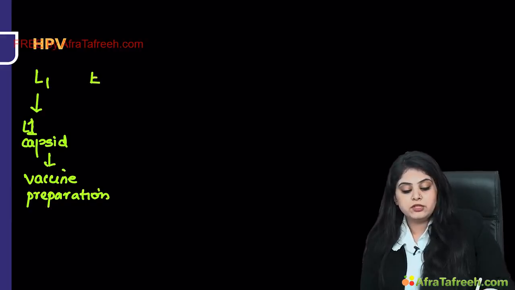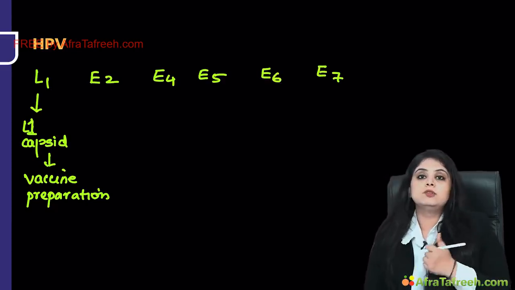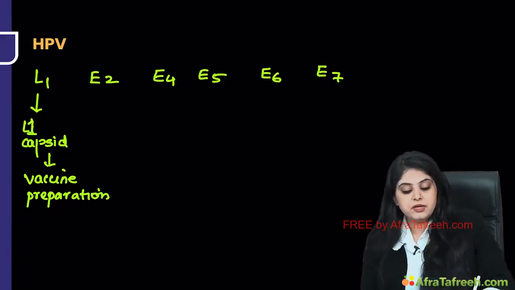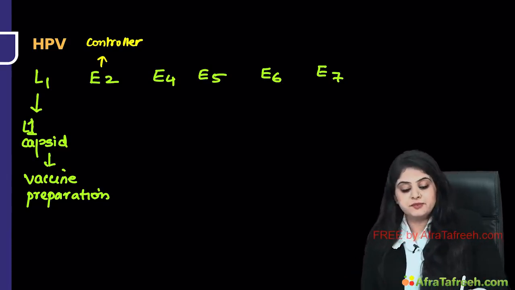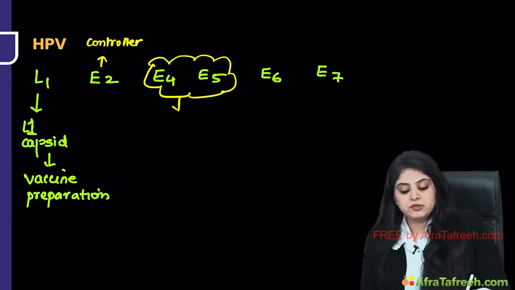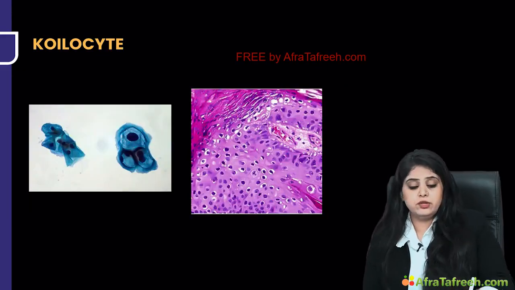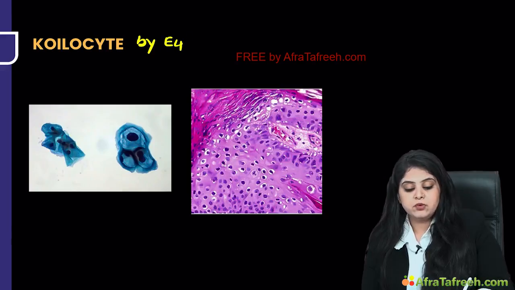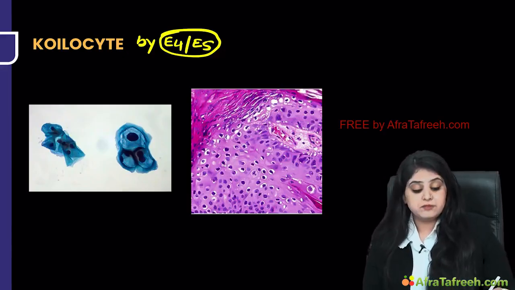Then you have a lot of molecules like E2, E4, E5, E6, E7. These are all the molecules that an HPV has. Please remember, E2 is the controller. Everyone needs a supervisor, right? Who supervises all these proteins? E2 is the supervisor. E4 and E5 are responsible for making a cell called a koilocyte. What is a koilocyte? Let me describe it to you. This is a koilocyte. Koilocyte is made by which proteins of human papilloma virus? E4, E5.